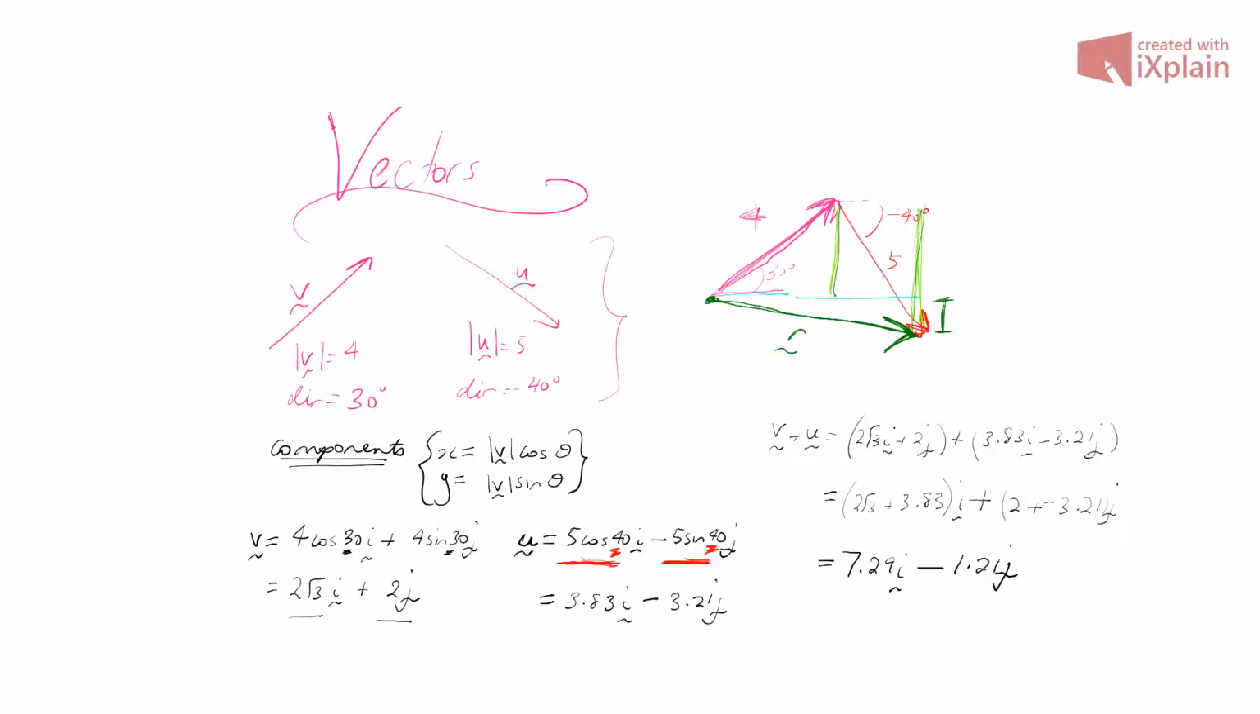And you say to yourself, does that make sense to the picture? I've got a really big positive x, yes, that makes sense in my picture, and I've got a tiny little bit negative y, yes, that makes sense. So this seems reasonable. Every time you do a question, you want to ask yourself, does this seem reasonable? So that's the question we had the other day.